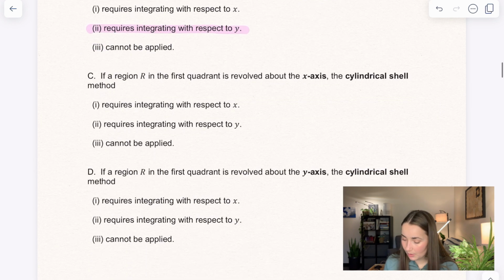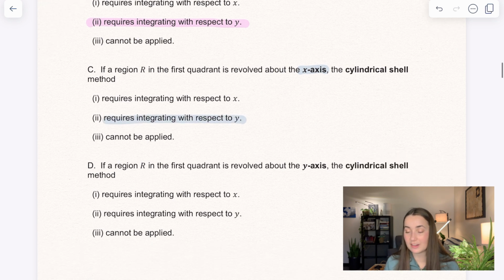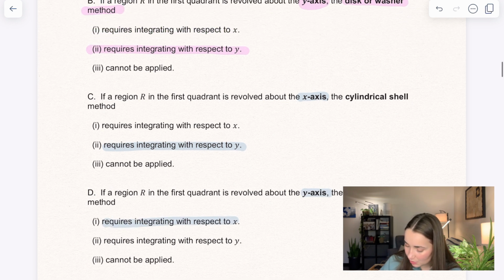So now let's go ahead and think about the shell method. Is it going to be the same? Is it going to be the same variable? So with shells, it's actually going to go ahead and be opposite. So when we're revolving around the x-axis, we're going to be integrating with respect to the y. And now when we're revolving around the y-axis, we're going to integrate with respect to x. And so that has to do with cylindrical shells.